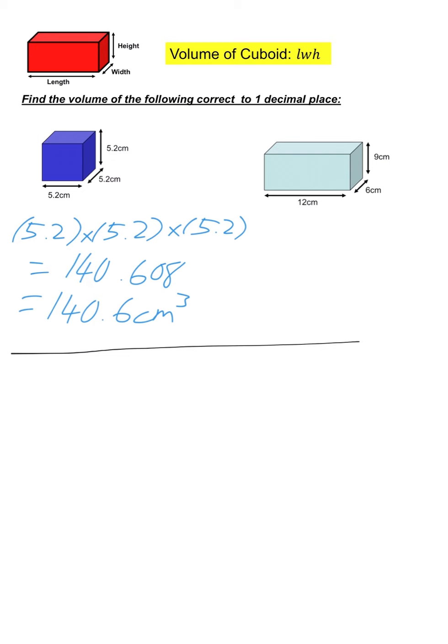Okay, next one then. We have a cuboid with a length of 12, a width of 6, and a height of 9. So to find the volume of that, we'll have 12 times 6 times 9. And that is equal to 648 centimeters cubed. So as you can see, finding the volume of cuboids is very easy.